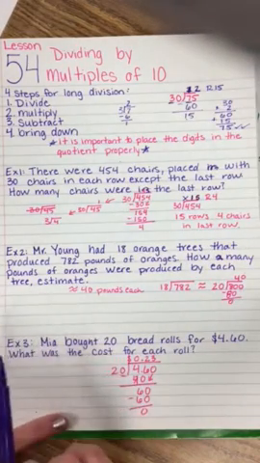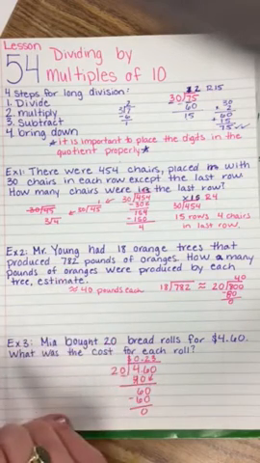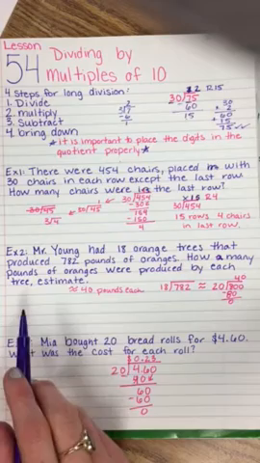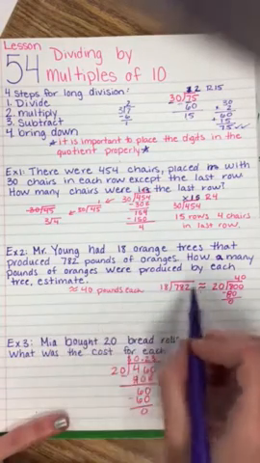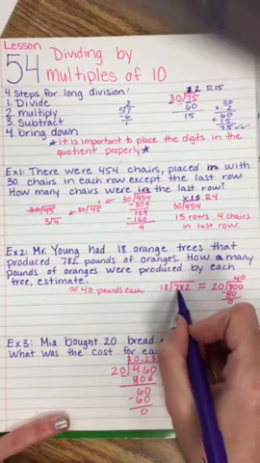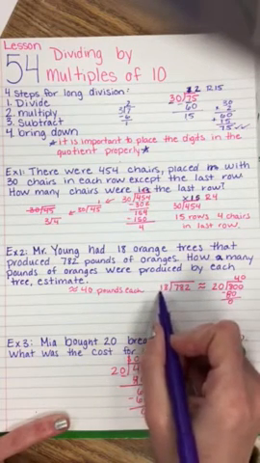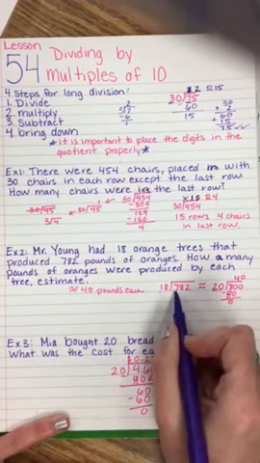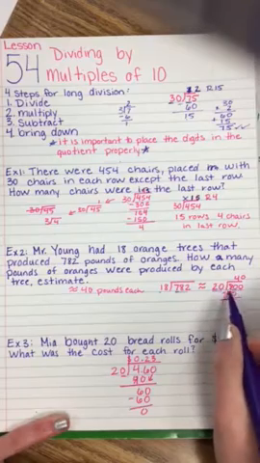Example 2. Mr. Young had 18 orange trees that produced 782 pounds of oranges. How many pounds of oranges were produced by each tree approximately? So estimate. You're going to estimate that 18 is about 20, and 782 is about 800. So you're going to do 800 divided by 20.